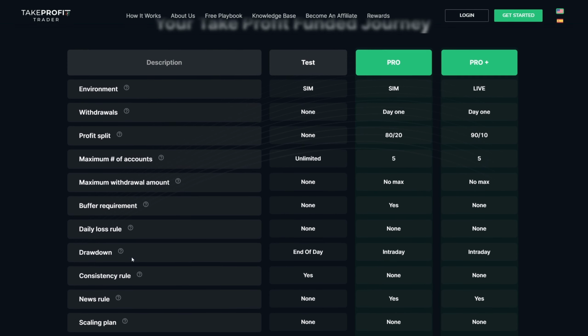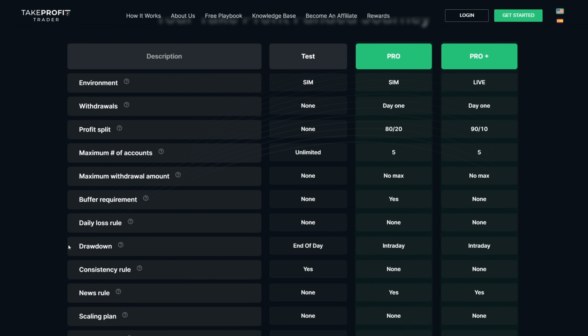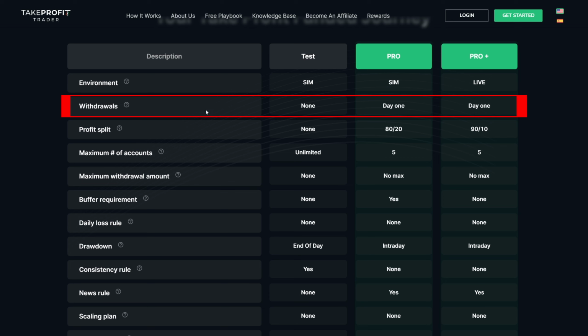Now, let's talk about some things that separates Take Profit Trader from other prop firms. And no, it's not going to be the fact that we're in a sim account for the test phase or in the pro accounts. But look at withdrawals, right? When you look at withdrawals, and again, I cannot stress this enough, this is a huge game changer out here in the prop space. Withdrawals in the test account, well, we get none because it's a test account. But in the pro account, you can get a withdrawal on day number 1.